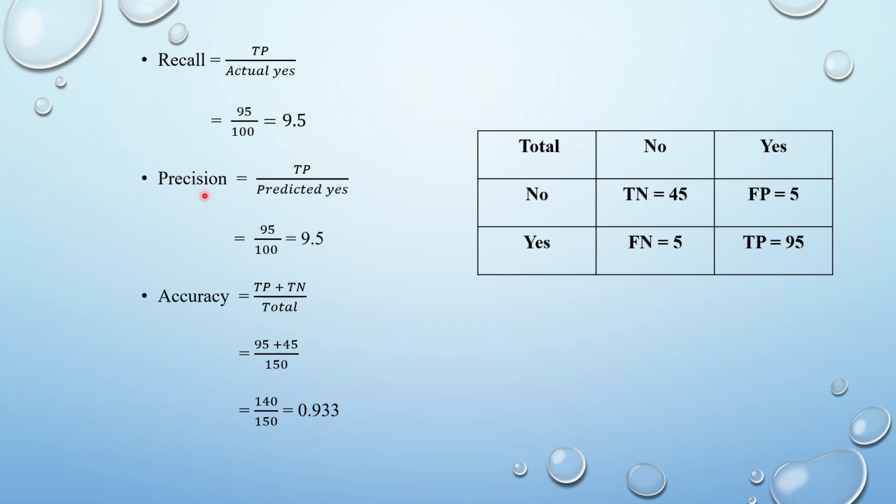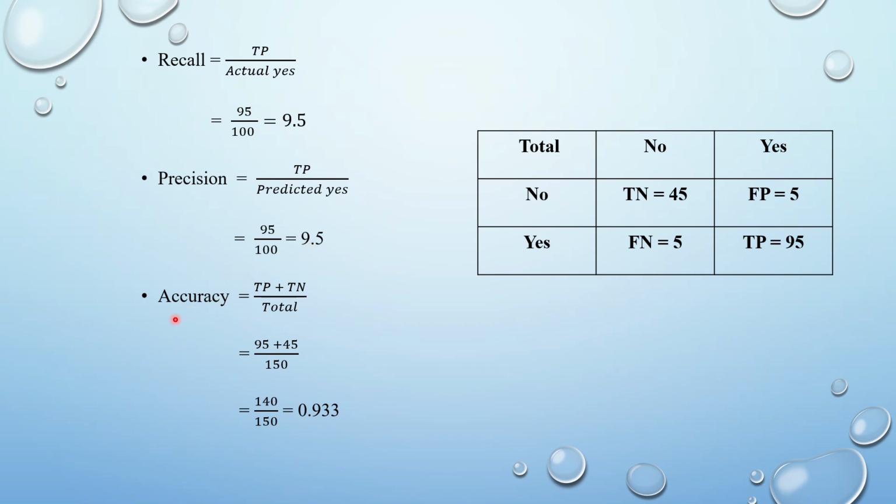Next, precision. Precision is equal to true positive divided by predicted yes. So the value of TP is 95 and predicted yes are 100. So 95 divided by 100, which is equal to 9.5. The value of precision is 9.5.